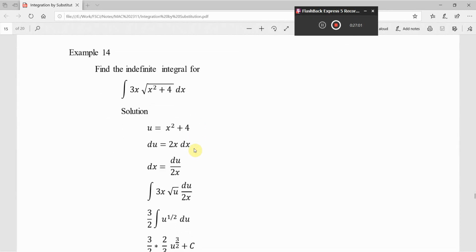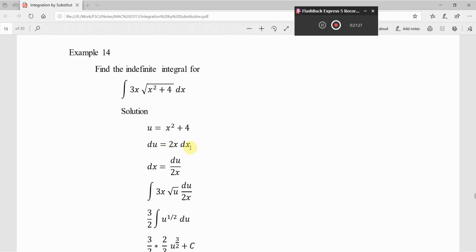Now let's take a look at example 14. Find the indefinite integral for the following. I've got the integral of 3x times the square root of x squared plus 4 dx. So my solution, I'm going to let u equal x squared plus 4, the stuff inside my square root.